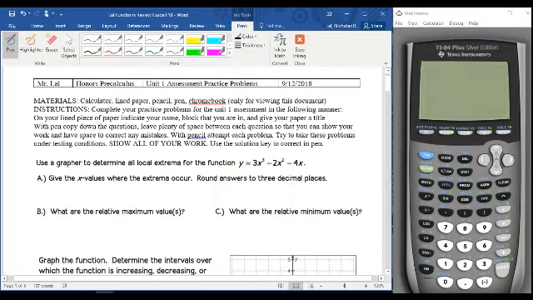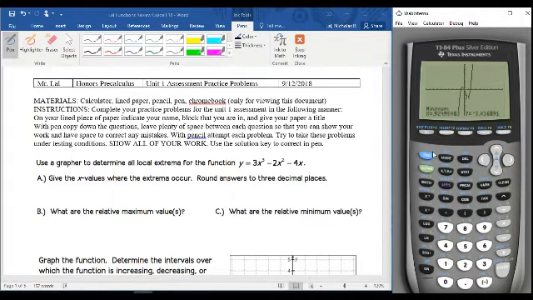All right. Problem 1. Use a graph to determine all local extrema for the function y is equal to 3x cubed minus 2x squared minus 4x. So what we can do is, by grapher, we can take our calculator, plug in 3x cubed minus 2x squared minus 4x, and then graph the function, and we can see we have a graph right here. What we need to do is visually be able to recognize the extrema, and the extrema are going to be relative max, relative min.